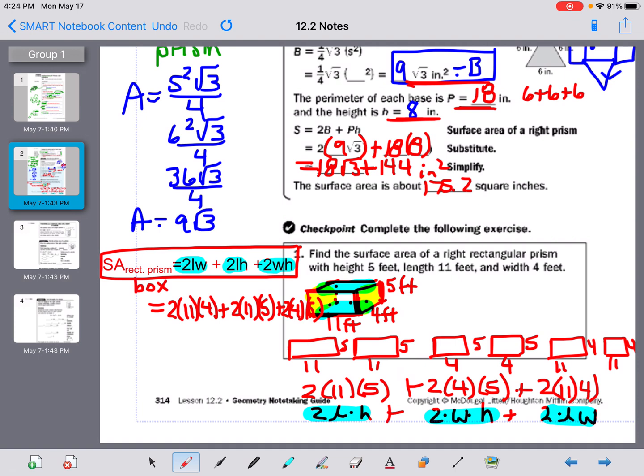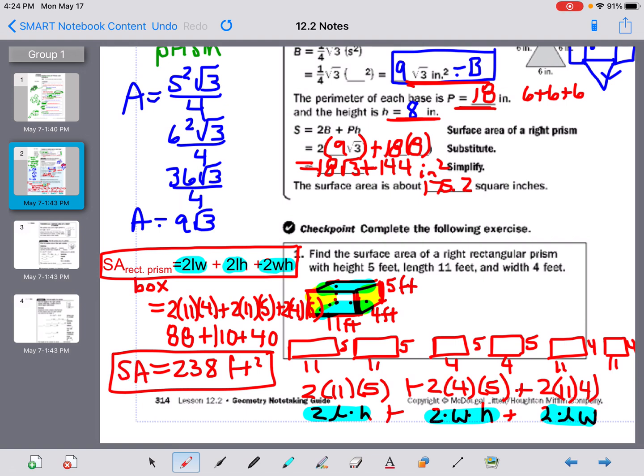So 4 times 11 is 44, doubled is 88. 5 times 11 is 55, doubled is 110. 5 times 4 is 20, doubled is 40. And when I add all of those together, I get a total of 238. And it'll be feet squared, okay, for my surface area.